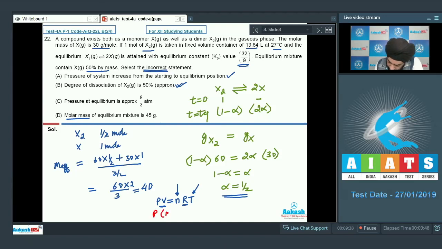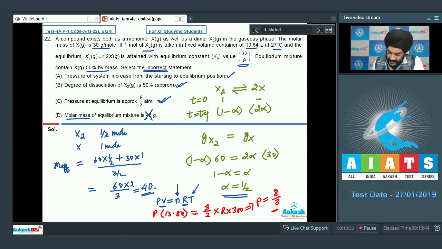So we can put all of these values. So we have P into 13.84 equal to total moles, 3 by 2, into R. The value of T is equal to 300 Kelvin. If we solve this expression for P, we'll get the value of P as 8 by 3. So students, the third statement is also correct. And if you look at the fourth option, the molar mass of equilibrium mixture is 45 gram. This statement is incorrect, students. We had just seen that the molar mass came out to be equal to 40 gram per mole and not 45 gram per mole.